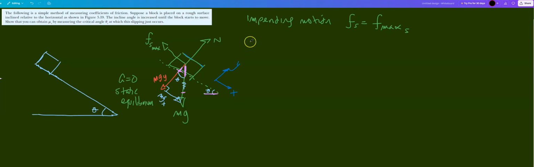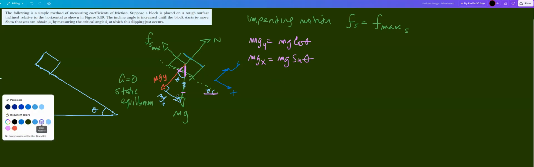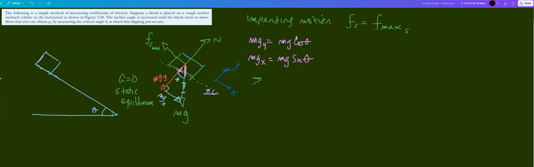And that means my weight in y is mg cosine of theta, and the weight in x is mg sine of theta. So now I can add all the forces, because this is the complete free body diagram. So let's use another color.